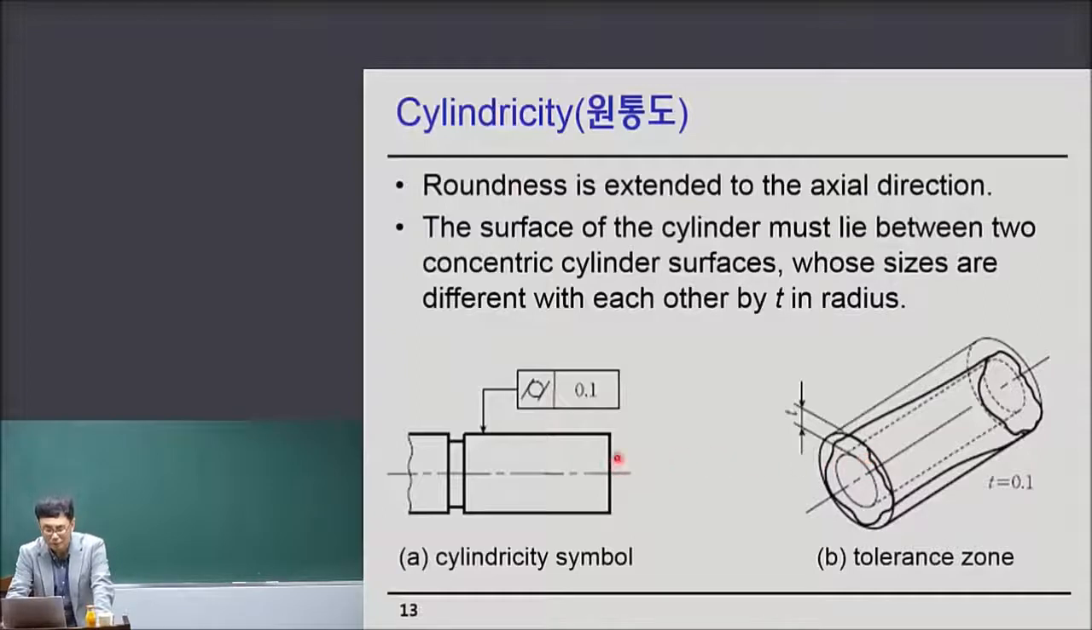So this is the cylindricity symbol. Cylindricity 0.1 means that the surface of this cylinder, which is a true cylinder surface, must lie between two concentric cylinder surfaces whose sizes are different from each other by t in radius. In this case, t is 0.1. So this is the tolerance zone.